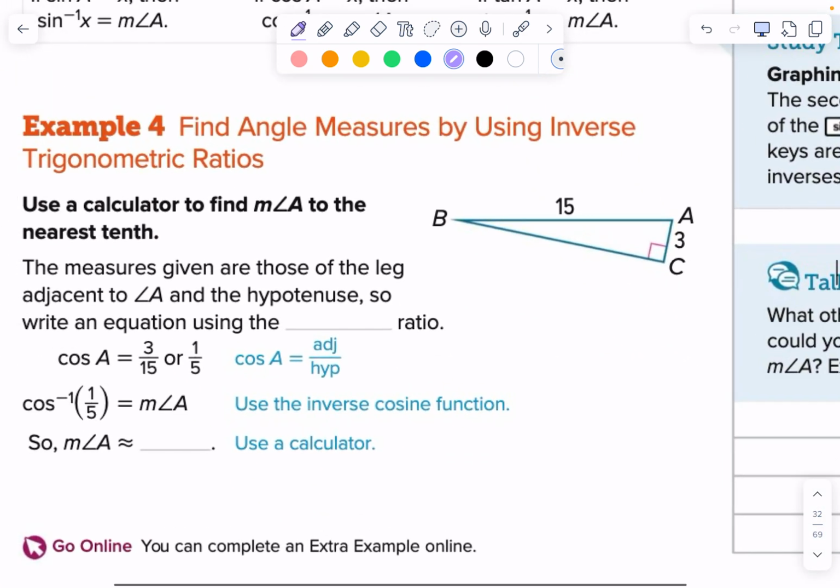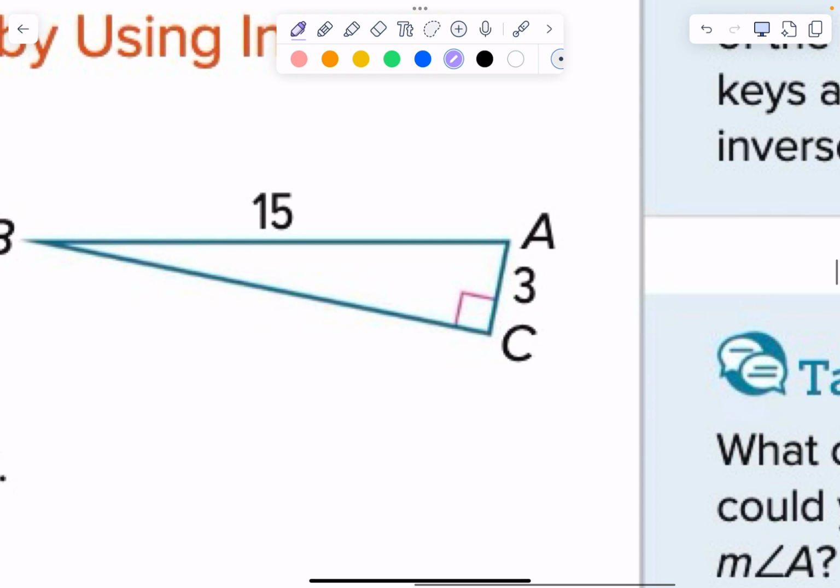Go straight to example 4. Shh. If I see one more thing fly across this room, the person who throws it and the person who receives it is having detention. I'm done. No more.